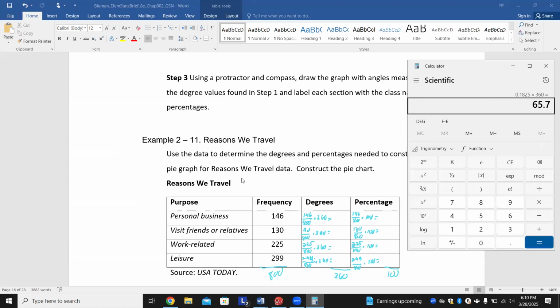So I can see my personal business should be 65.7 degrees. Not going to take off if you don't put a degree sign. The next one is 100 and so we have 130 divided by 800 times 360. So my visits with friends and relatives should be 58.5 degrees.